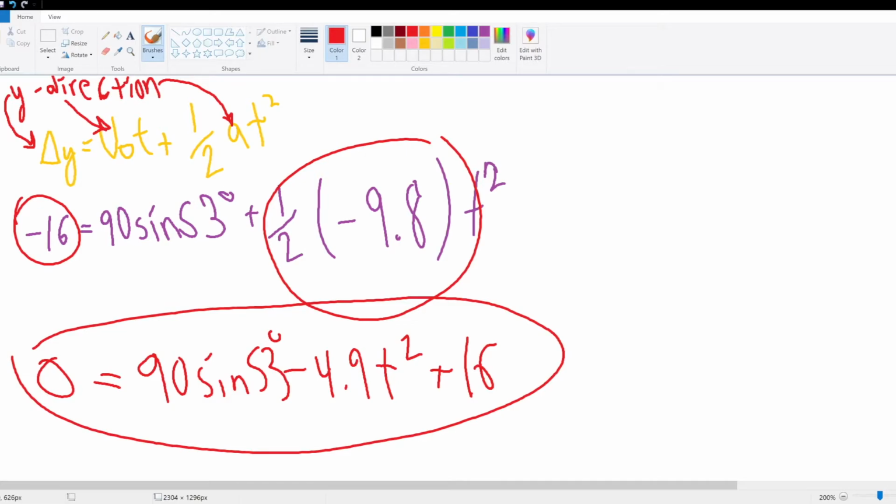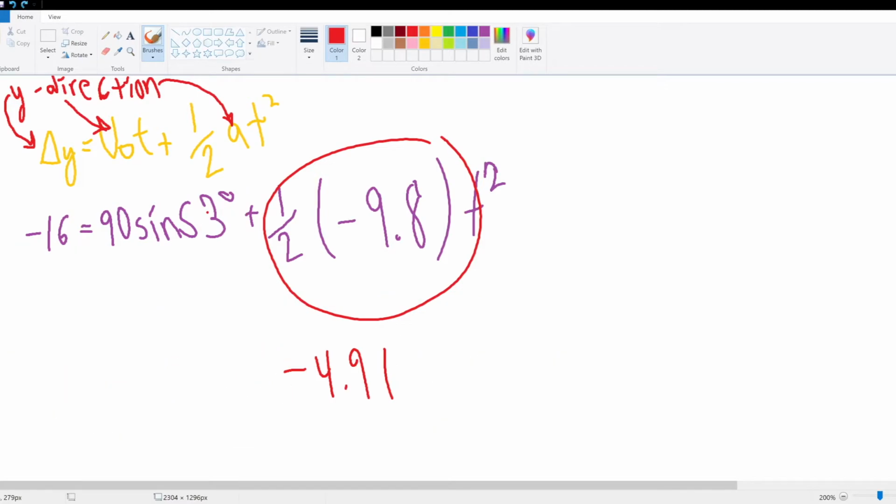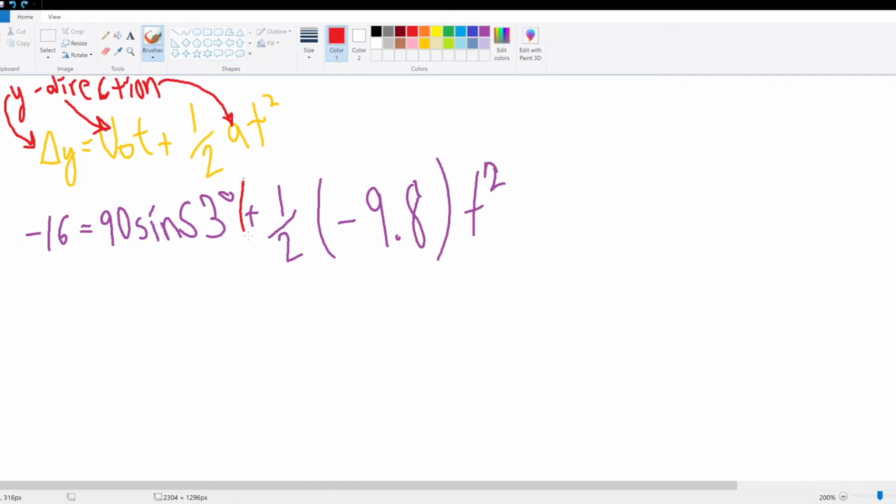Oh yeah, and sorry, this is 90 sine of 53 times t. Sorry, I forgot the t right there. So it's 90 sine of 53 times t, okay? So I forgot the t. My apologies. Anyways, so now that we have that, let's rearrange this.